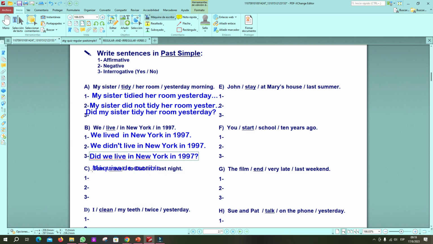We can say, yes, we did, or no, we didn't, if we want to answer that. Okay, perfect. Thank you, Mr. Ruben. That's good. What about this one? C. Mr. Abraham, do you have it? Tom traveled to Dublin last night. Okay. That's affirmative. Tom traveled to Dublin last night.